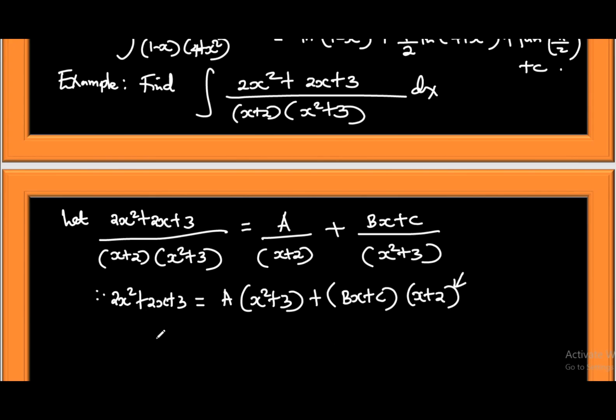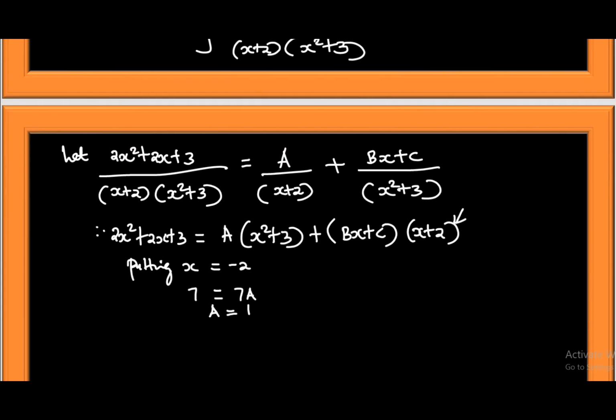Equate x plus 2 to 0. The value of x becomes minus 2. So we shall say putting x as negative 2. What happens when you substitute negative 2 on the left-hand side carefully? You will have 7. And on the right-hand side carefully, you will have 7a. That means the value of a becomes 1.